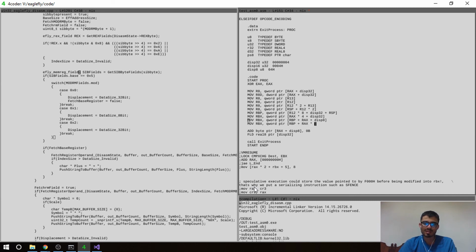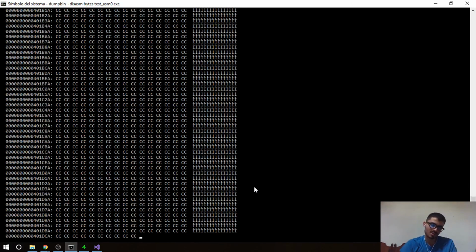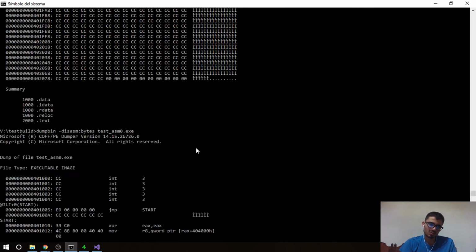Well, I put the times 2 so I can just see the thing, which is the same here. You know, we have RBP plus displacement. Well, this is not. Well, I'm going to keep it so I can see the difference.